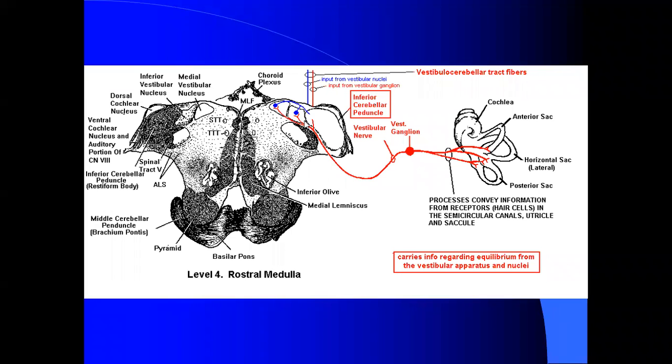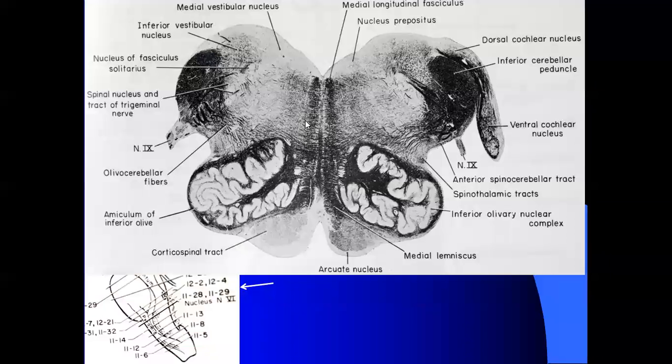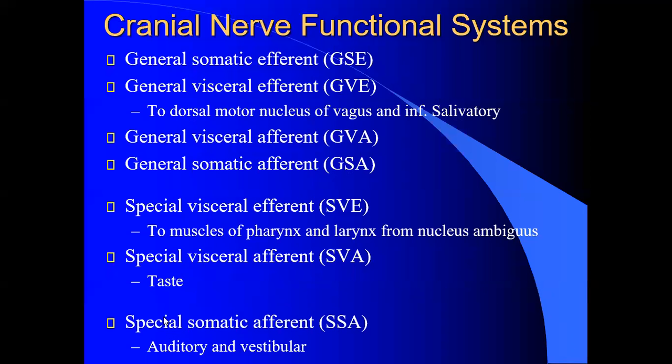Juxtarestiform, vestibular, vestibular cerebellar. Here is the inferior cerebellar peduncle, and this is really the restiform body, okay? And I'm going to skip all the rest of this, and you can do it yourself, but you can see how high we are. But we have a lot of ground yet to cover.